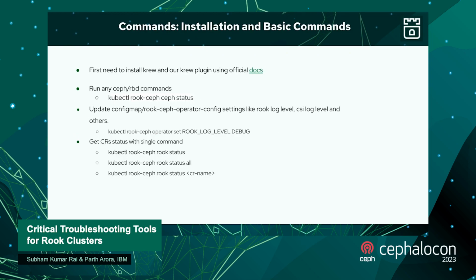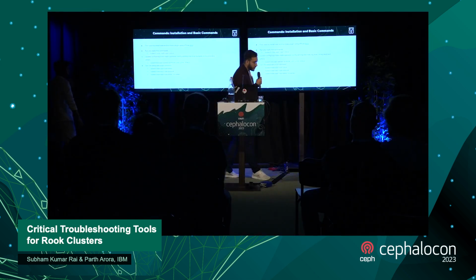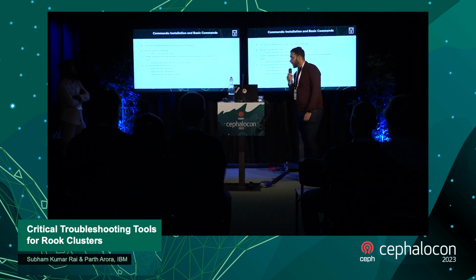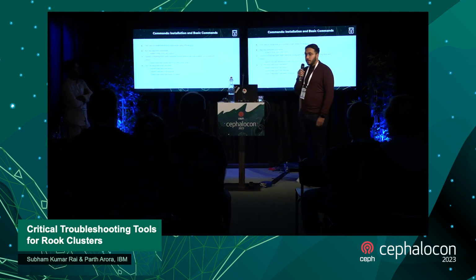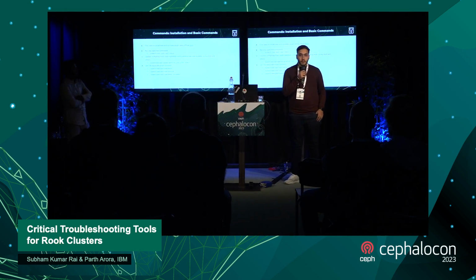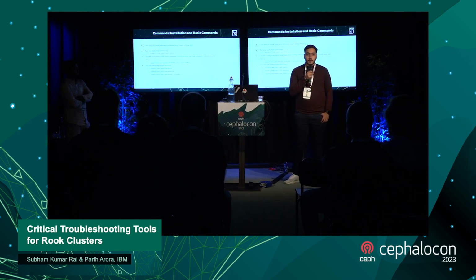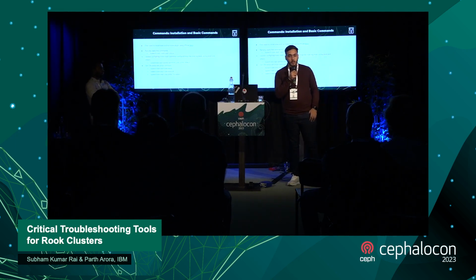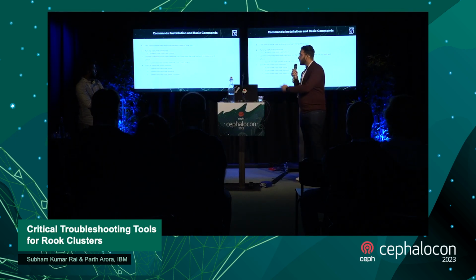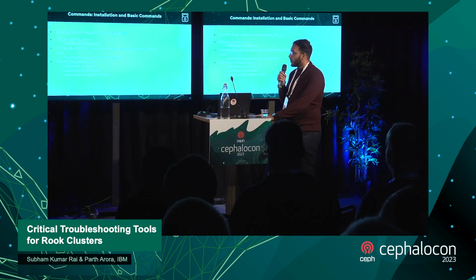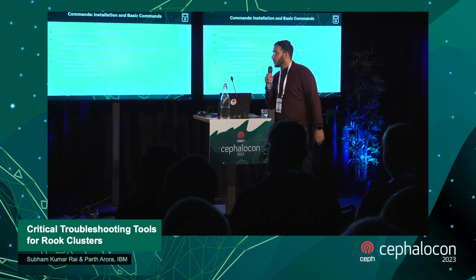So, Parth, maybe you want to take this. Yeah, sure, thanks. I will talk about the installation steps and how to use the basic commands. First, we have to install the Krew plugin, which is provided by Kubernetes. We should install that first, and after that, we have built the rook-ceph plugin on Krew, and we have to install it also. There are some installation steps for how we can do it, and we'll show in the demo in depth how we are installing it. We have attached the documentation link to install.